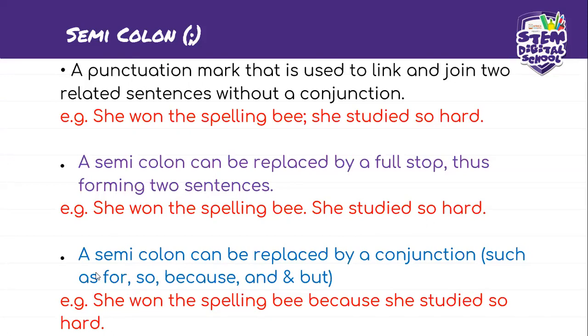Okay, and another way we can say a semicolon can be replaced by a conjunction. We have conjunctions such as for, so, because, and but. From those conjunctions, you can look at the one which can really be relevant to our sentence. Not all of them will be relevant, and let me show you that. Remember the conjunction for, it is used when you want to give a reason why something is happening, okay?